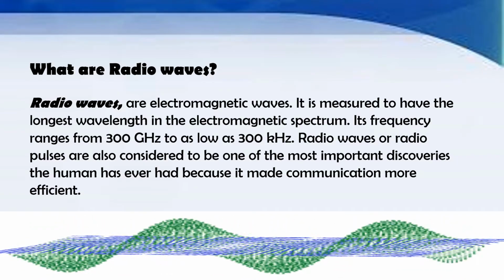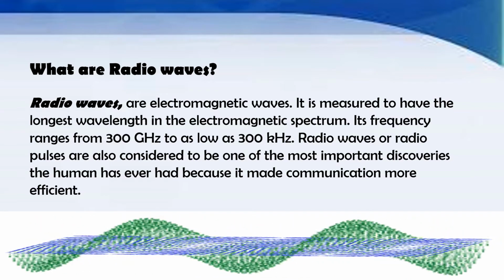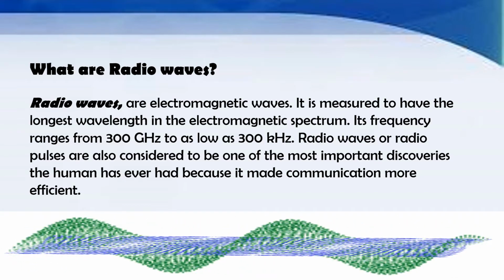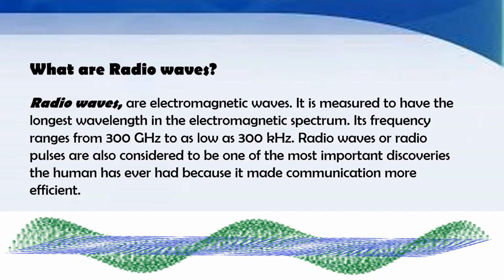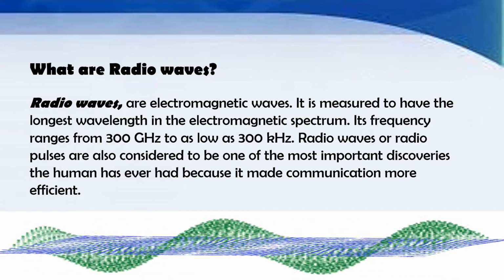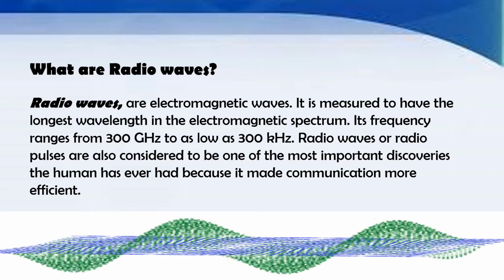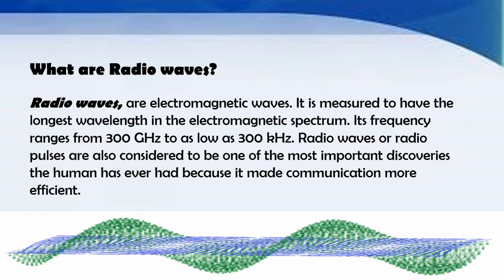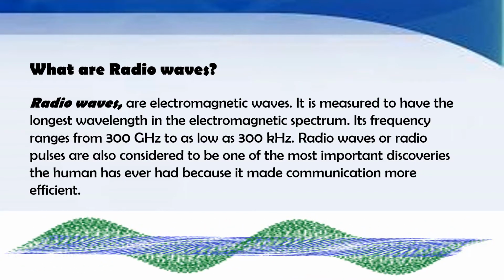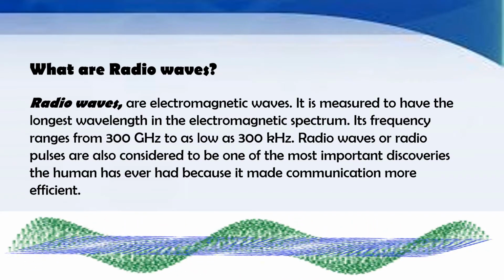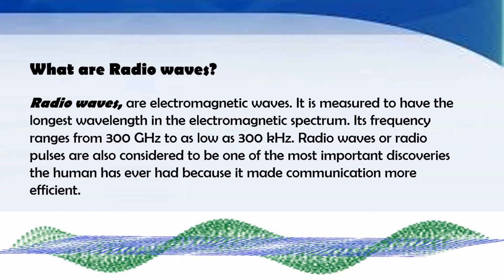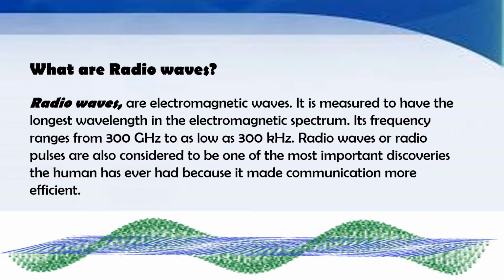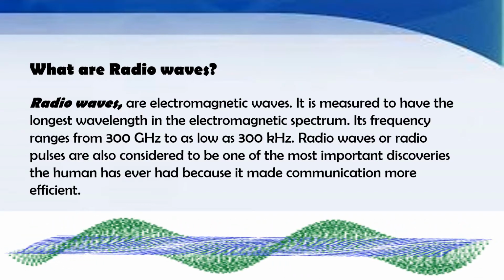Now, what are radio waves? Radio waves are electromagnetic waves. They are measured to have the longest wavelength in the electromagnetic spectrum. Their frequency ranges from 300 gigahertz to as low as 300 kilohertz. Radio waves or radio pulses are also considered one of the most important discoveries humans have ever had because they made communication more efficient.